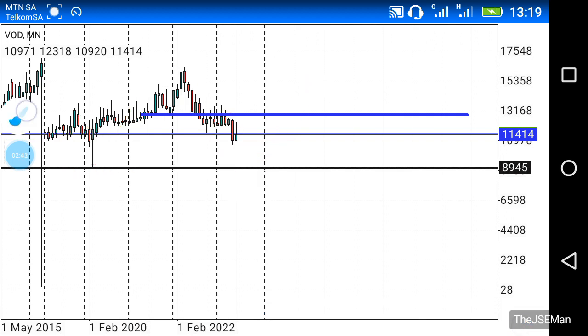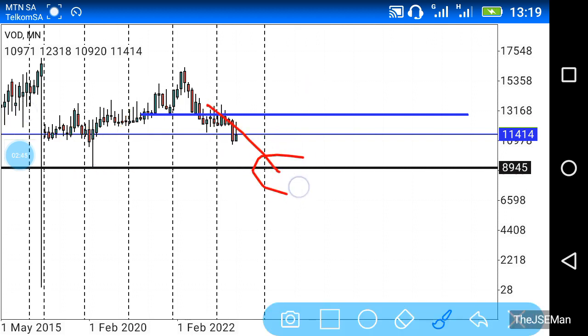Having said that, I'm not saying that once price reaches this level over here we should just be buying. I'm saying that at that level is where we should look for potential buying opportunities. So what this means is that we have to look for further reasons and further confluence for why at that level we should be looking for those potential buying opportunities.